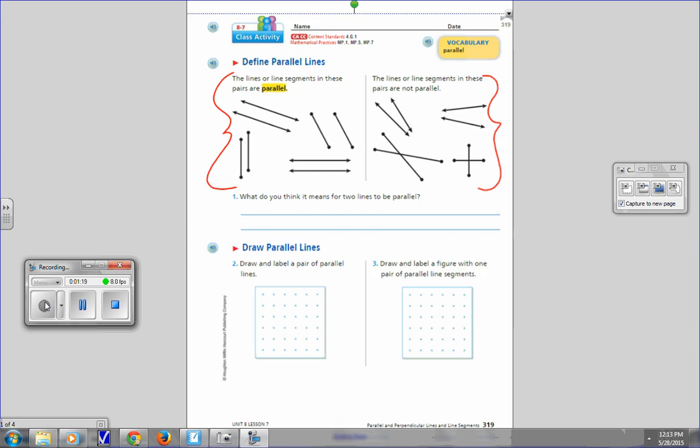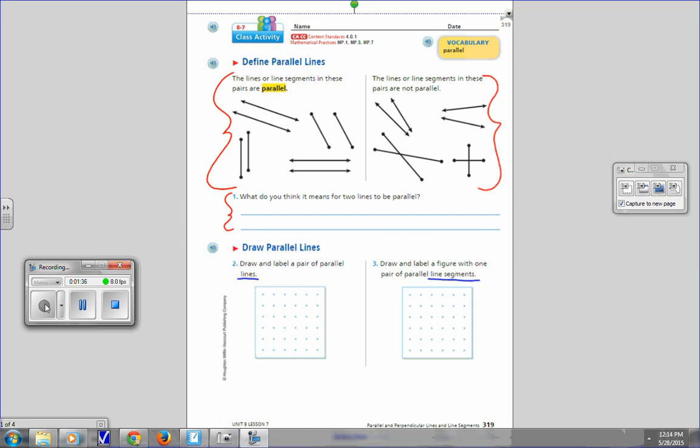So I want you to write down, press pause right here. What do you think it means for two lines to be parallel? We're going to use that as a discussion starter tomorrow, but I need to see that this has been filled in. So press pause and answer that question right now.